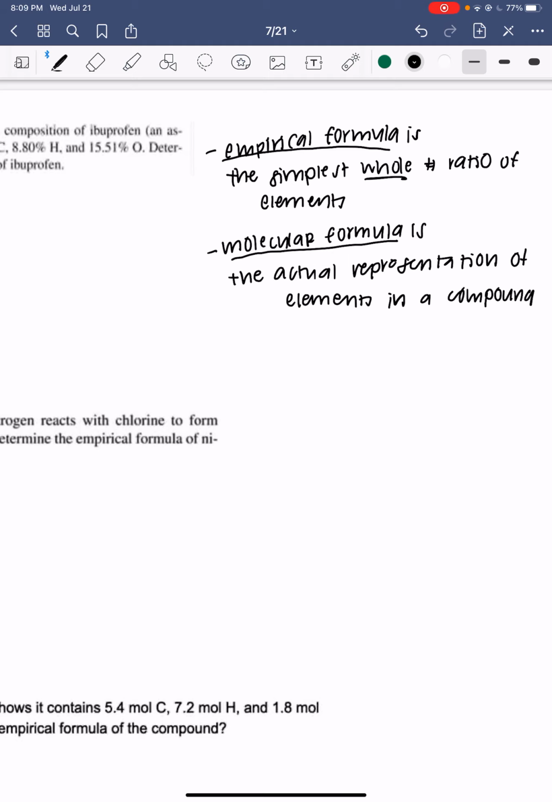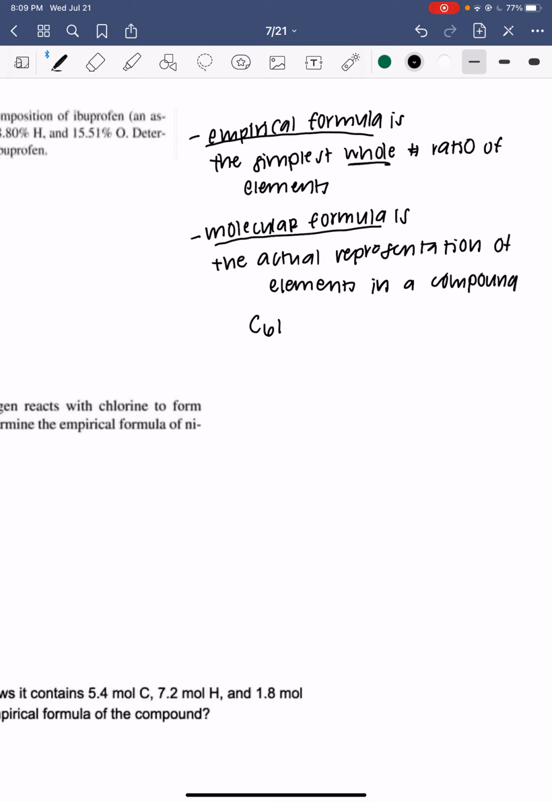In case that kind of went over your head, let's look at glucose as an example, C6H12O6. The empirical formula of glucose is going to be the simplest whole number ratio. So if we're looking for a whole number ratio and we want to simplify that, it's going to be like a fraction where we can divide by the common number. We can divide all these by 6, and we'll get C1H2O. That's the empirical formula. The molecular formula is just simply glucose as it is, and this is its actual chemical formula.